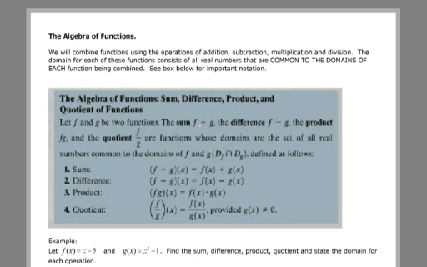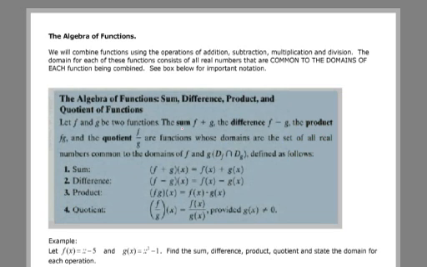Okay, let's continue in 2.6 with the algebra of functions. Now we'll get into adding, subtracting, multiplying, and dividing our functions. And I've given you a box here that you can find listed in your textbook, but it describes some of the notation that you'll see when we do these different operations.